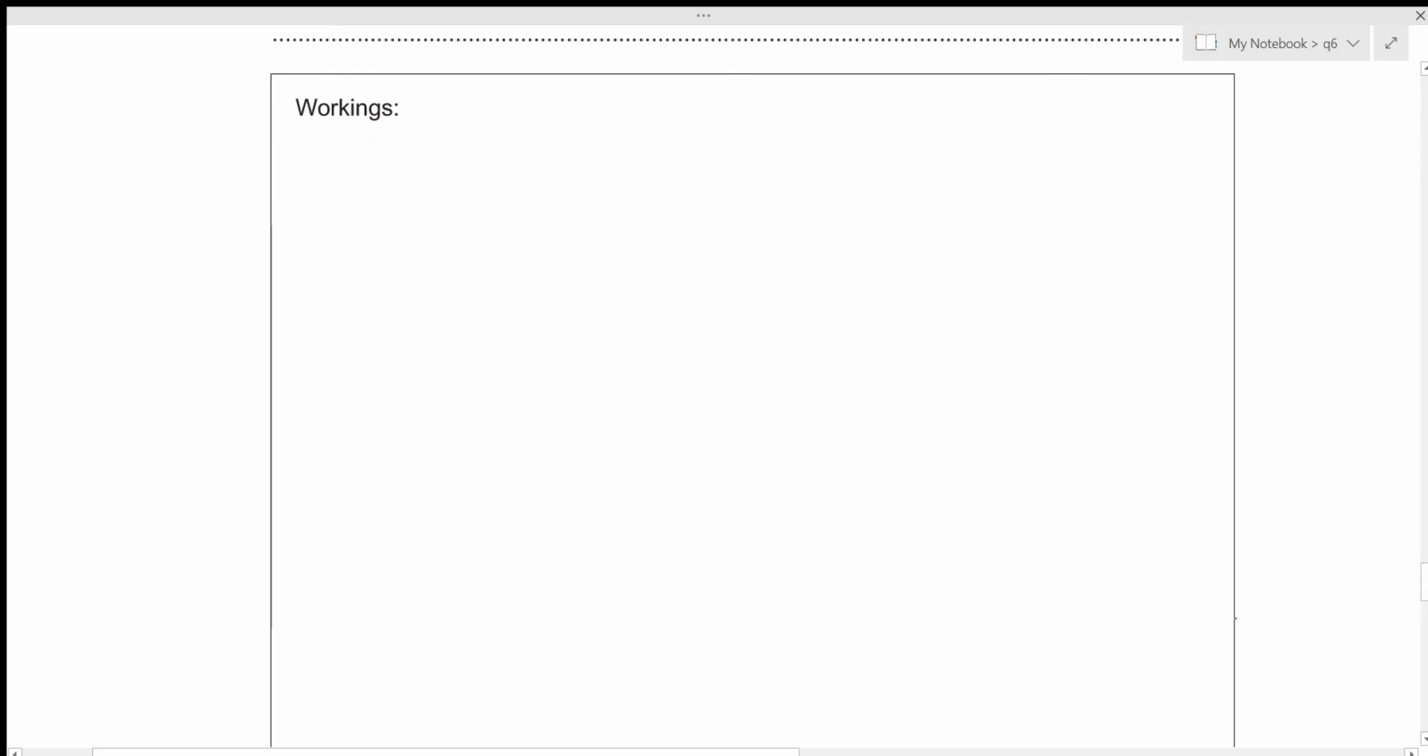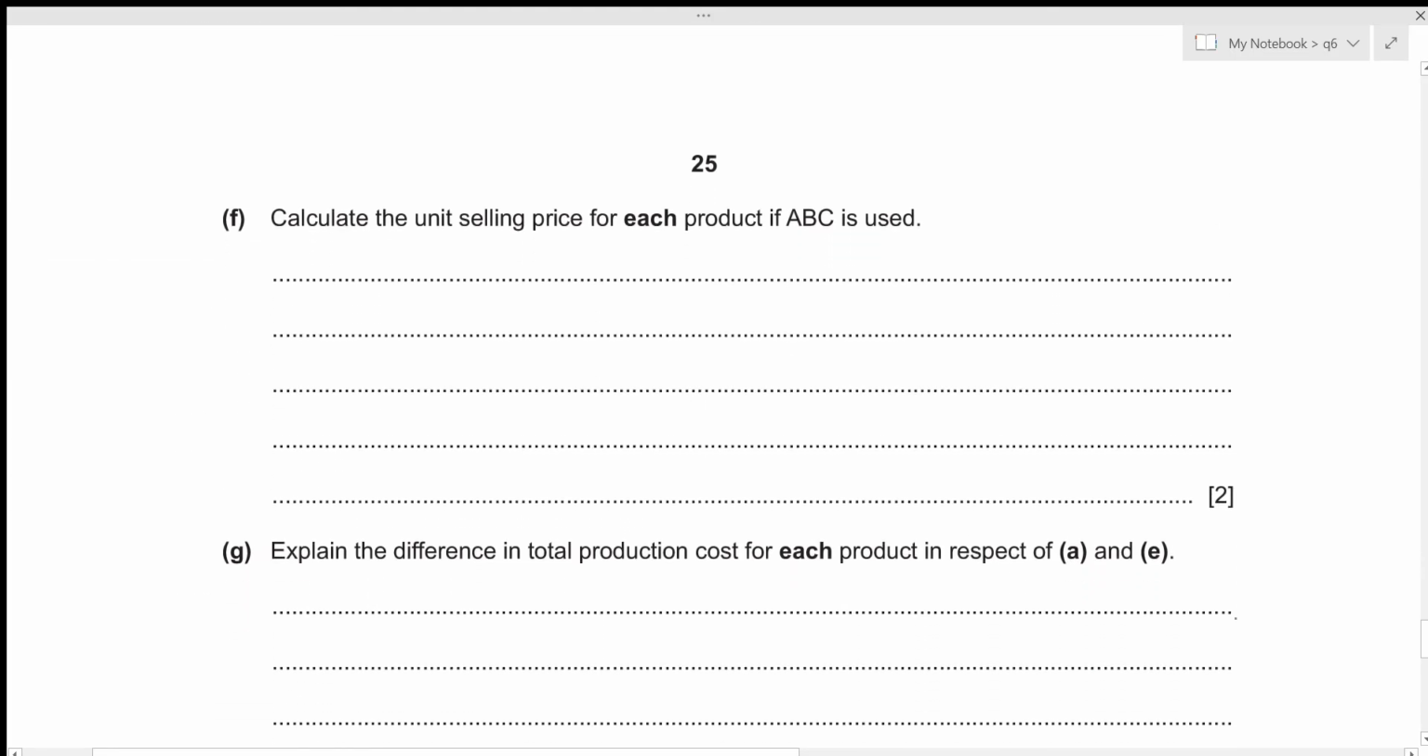Okay, we were given the working section, so instead of scribbling all over the question paper like I did, you guys should be showing your workings for those division of cost on the basis of activity on this section. Okay, now for the 6th part of this question, we need to calculate the unit selling price for each product if activity-based costing is used. And we figured out that the sales price would just be the unit cost times 1.40. So we will be using this basis.